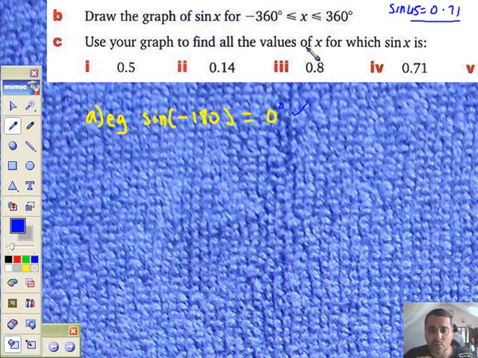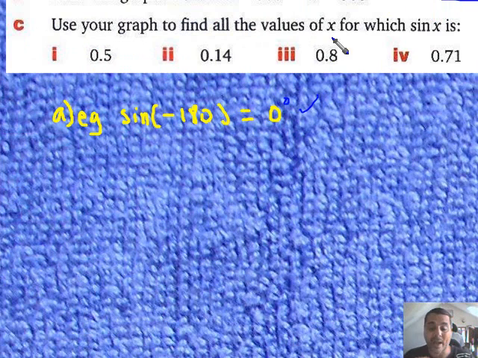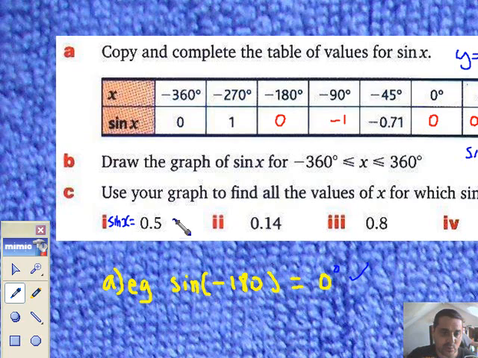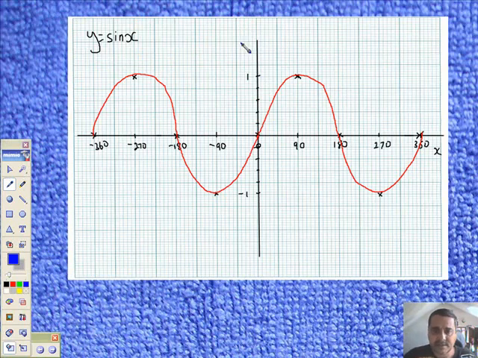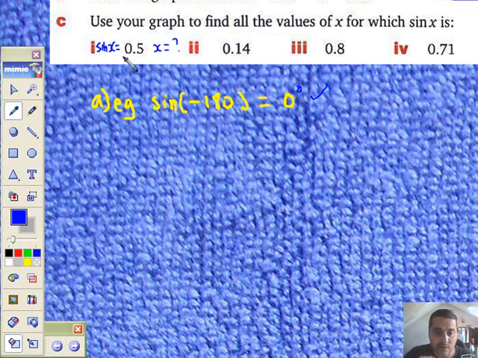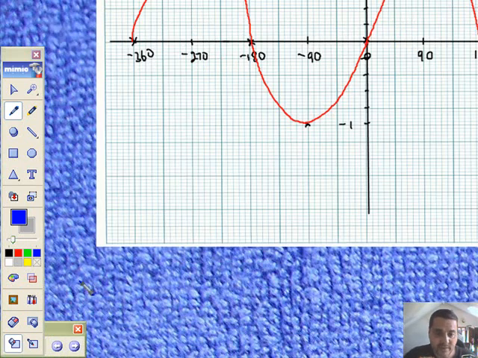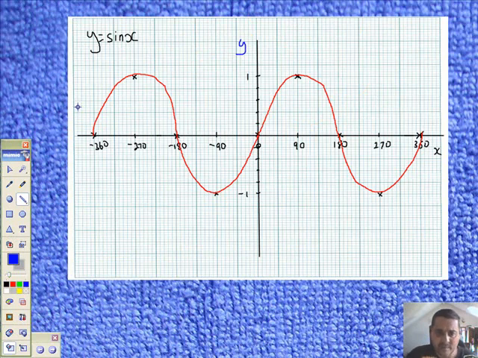Right, now let's just begin to do this. Use your graph to find all the values of x, in other words the actual angle, when the sine of this angle is 0.5. In other words, if sine x equals 0.5, x is going to be what? And there's going to be 4 answers. I'll show you in a minute. So let's just take a look. So this is the y-axis, and therefore if y equals sine x, then I need to draw in the line of y equals 0.5, and I'll do that now if I'm allowed to.